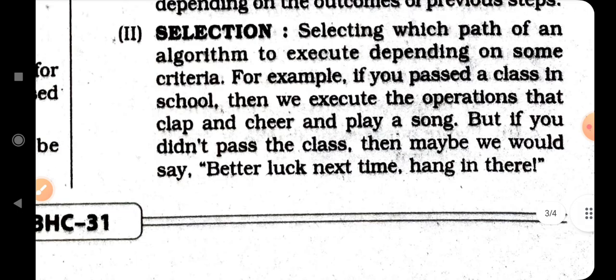Selection. Selection chooses which part of an algorithm to execute depending on some criteria. For example, if you passed a class in school, then we execute the operation that claps, cheers and plays a song. But if you don't pass the class, then maybe we would say better luck next time, hang in there.